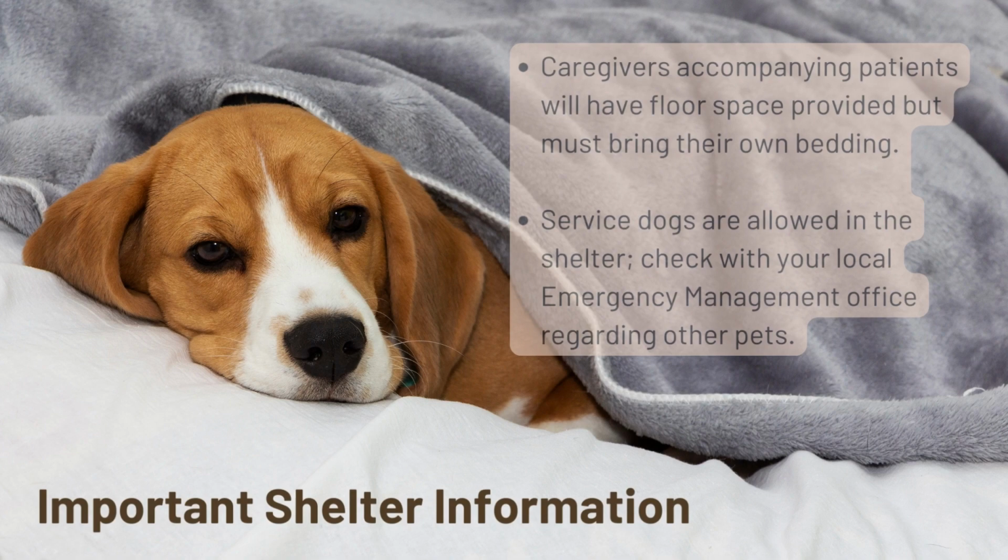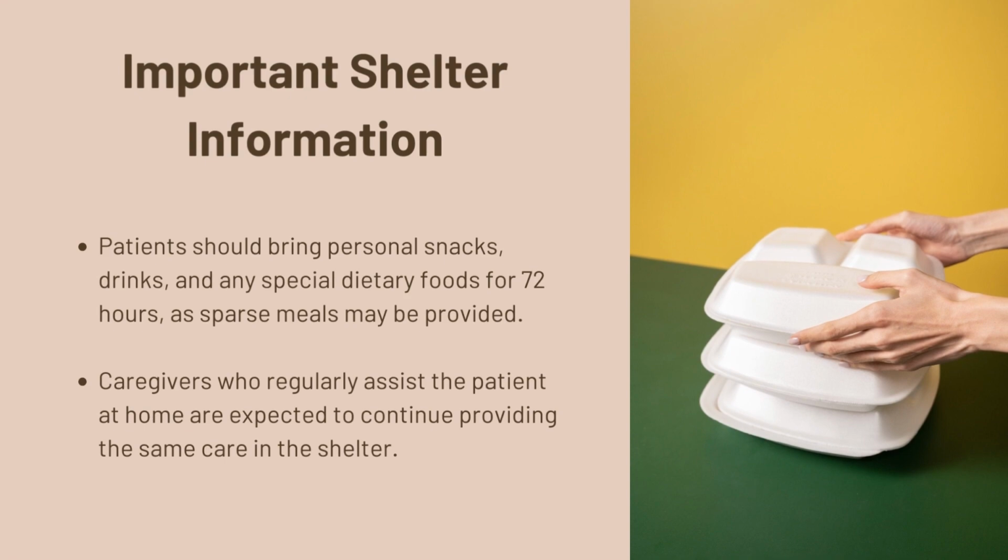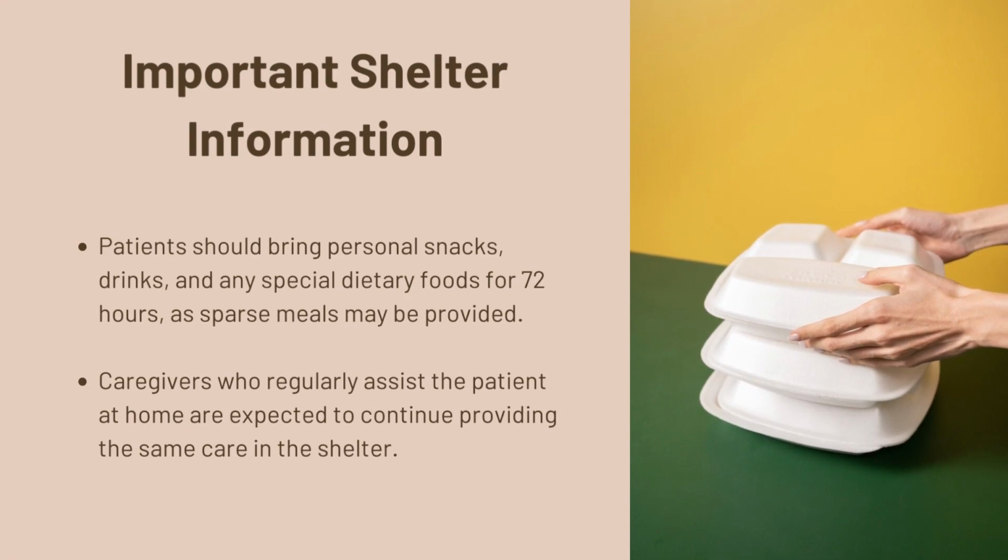Caregivers accompanying patients will have floor space provided but must bring their own bedding. Service dogs are allowed in the shelter. Check with your local emergency management office regarding other pets. Patients should bring personal snacks, drinks, and any special dietary food for 72 hours, as sparse meals may be provided. Caregivers who regularly assist the patient at home are expected to continue providing the same care in the shelter. Being prepared and informed is essential during emergencies.